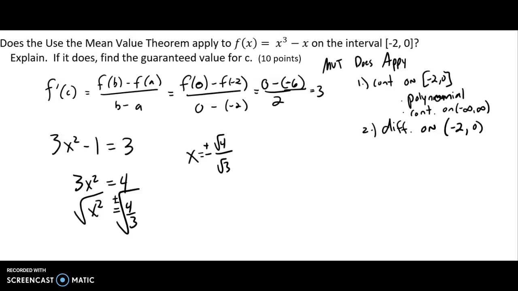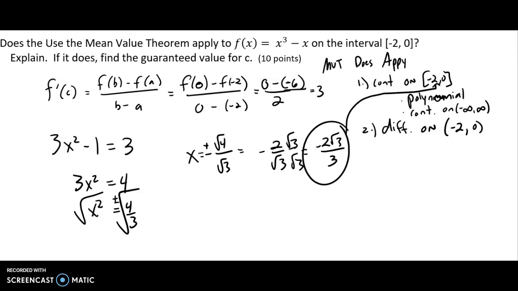So these are two values, but only one of them is in my interval, right? So I've got to take the negative. And then we can rationalize to get a nice looking answer. That is the x value for which the slope there should be equal to 3, which is the slope of the secant line. And that should also be in this interval.